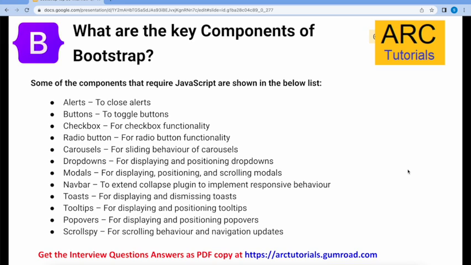Next, they'll ask you to describe some of the components of Bootstrap, the UI components. Now this is where you will talk in detail. Like alerts, buttons, checkboxes, radio buttons, carousel, drop-down, modals, navbar, toast, tooltip, popover, scroll spy, forms. All of those things. You can talk about a lot of UI components. So pick a few that you are confident about, answer those first, and explain them in detail. I have listed a lot of things here. You can use this for reference.